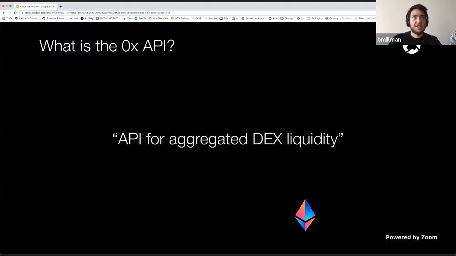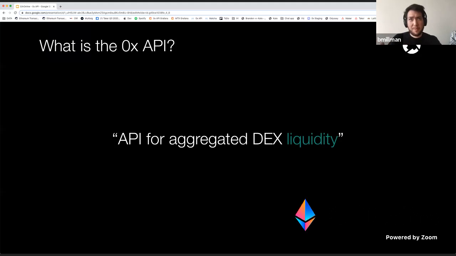Cool, so what is the 0x API? So in a nutshell, let's say the 0x API is, quote unquote, an API for aggregated DEX liquidity. So that is a phrase with multiple acronyms in it. So what does it mean exactly? So let's break it down. So first word, API. This could mean quite a few different things, but in this case, it just means that it is just a simple HTTP API. So you send a request to the 0x API and you receive liquidity, quote unquote.